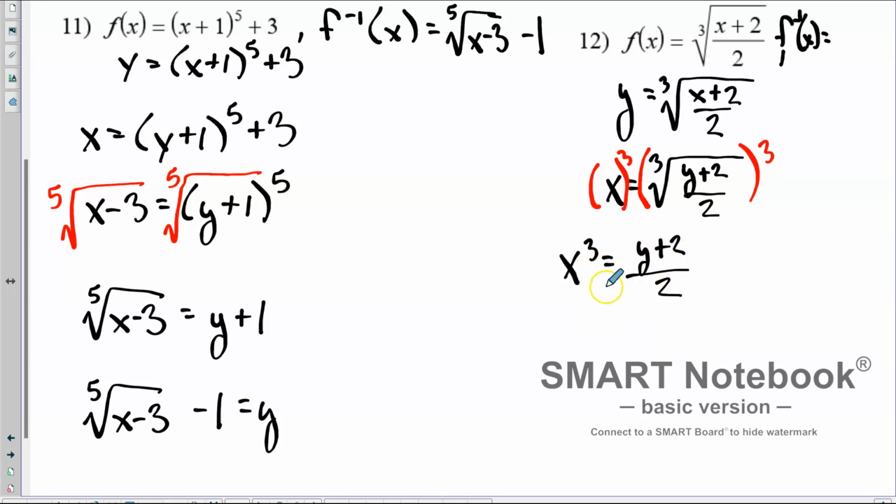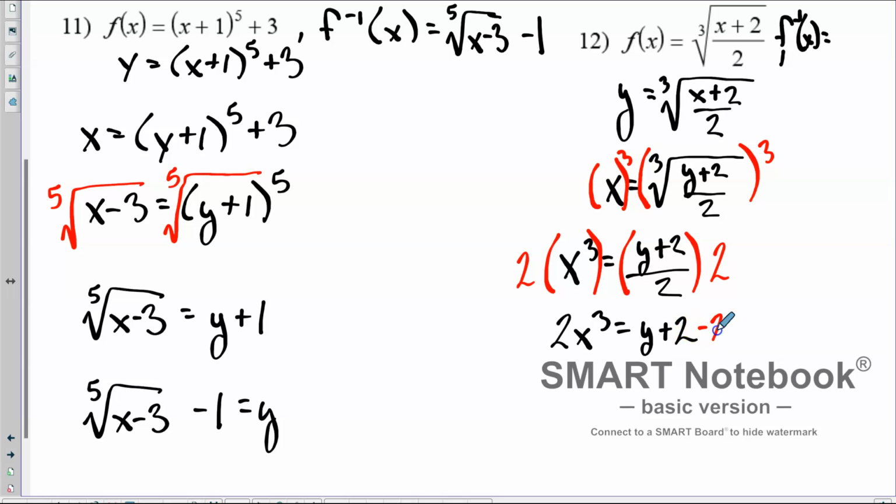Now the question is, what do we do next? If you're thinking multiply by 2, perfect, because it'll cancel out on this side. In case you kind of forgot some of your algebra skills, I'll put it there in red. So multiplying by 2 and dividing by 2 cancels, and that's what's left over. So we have y plus 2, and at this last step, how do we get rid of plus 2? We subtract 2.